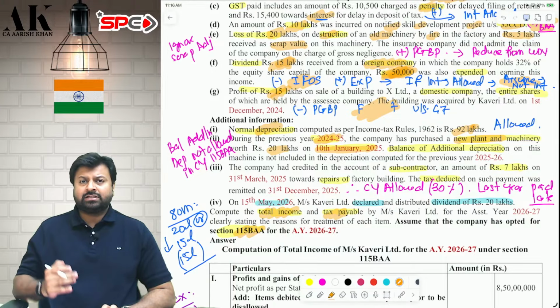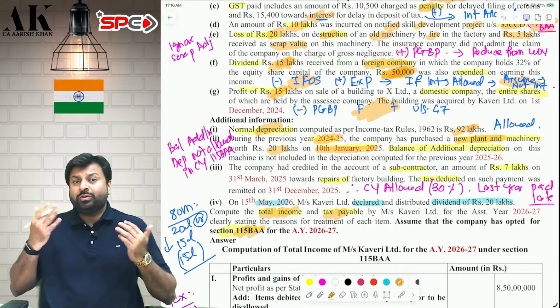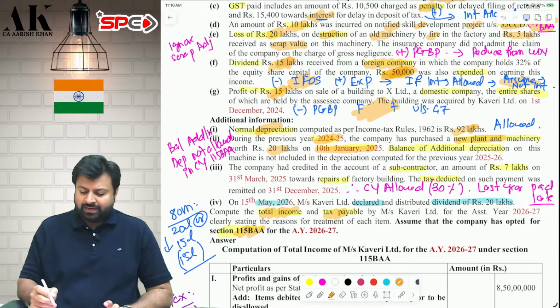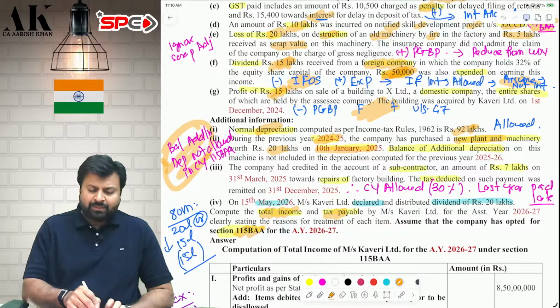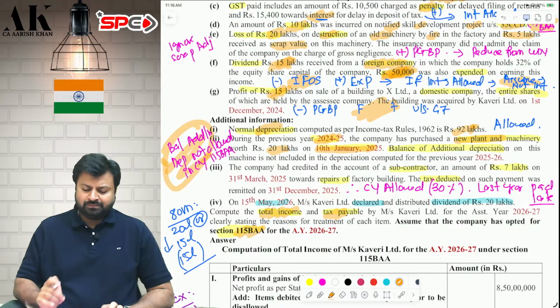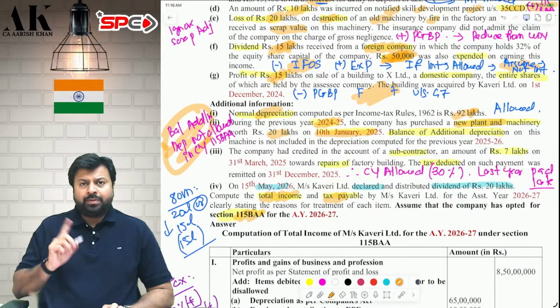Therefore, last year you would have taken 50% additional depreciation. Can I claim balance additional depreciation of 50% in the current year? Yes, you can. But you will not be able to. Why? Because you are following 115BAA. Because you are following 115BAA, the balance additional depreciation cannot be allowed to you in the current year. I hope it is clear to all of you. Next one is also pertaining to last year.